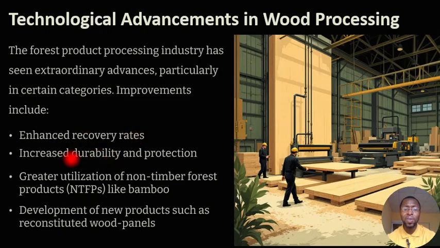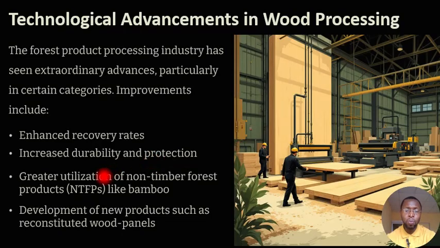Another advancement is the aspect of increased durability and protection. With technological advancement in wood processing, you can make wood last longer than is expected. Wood that can stay on for maybe 5 years, with advancement in technology, you can make such wood last as long as 20 years, 30 years, depending on the materials or the chemicals used on it. Okay, so advancement in technology has helped in durability of wood and also protection of wood.